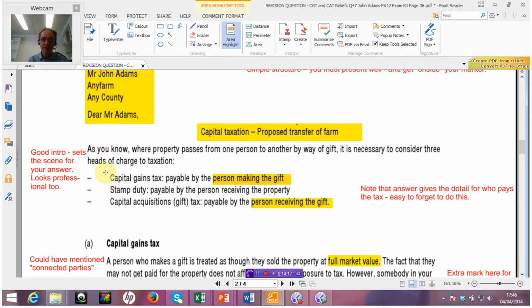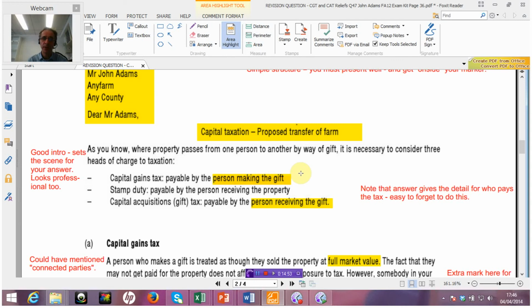I like the way that they've laid out the 3 different areas here, albeit for the fact that it's in the question. But one thing they have done is make it clear who pays the tax. We'll look at the difference between CGT and CAT. The person making the gift, i.e. the father, is going to be subject to the capital gains tax payable, and in relation to CAT it's the person receiving the gift. So in a sense, it's the opposite. It's a nice thing to do at the start of any letter for a question of this ilk.